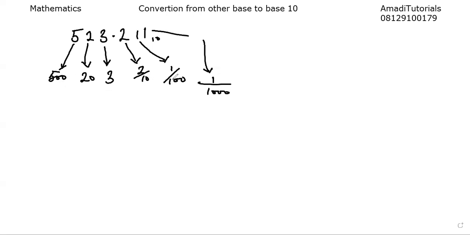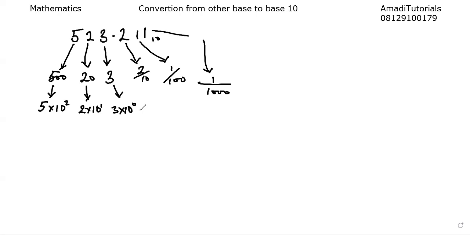So if you express all this in standard form, this will be the same as 5 times 10 raised to the power of 2. Of course, 10 raised to the power of 2 is 100, times 5 will give you that. This one can be written as 2 times what? 10 raised to the power of 1. And this one can be written as 3 times 10 raised to the power of what? 0.